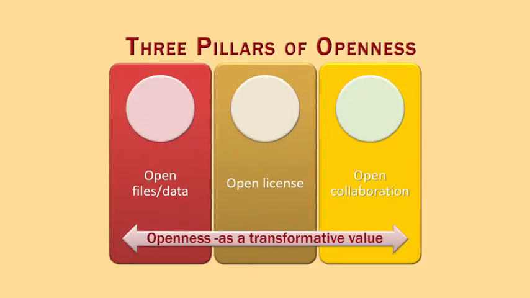Now, openness is a transformative value. There are three pillars of this openness: open files and data, open licensing and open collaboration. I am going to talk about these while giving you some typical examples of these three pillars.